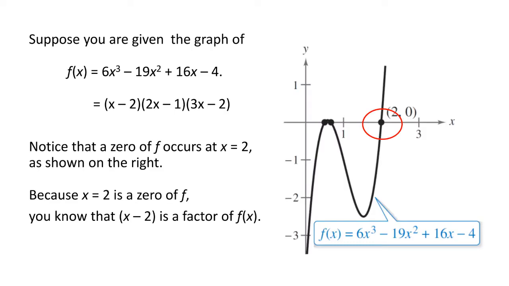All right, let's move forward. Let's introduce synthetic division, okay? So synthetic and long division. Let's look at this problem. This function, f of x, is equal to 6x cubed minus 19x squared plus 16x minus 4, okay? We can factor this, and by factoring it, we can find where our zeros occur.